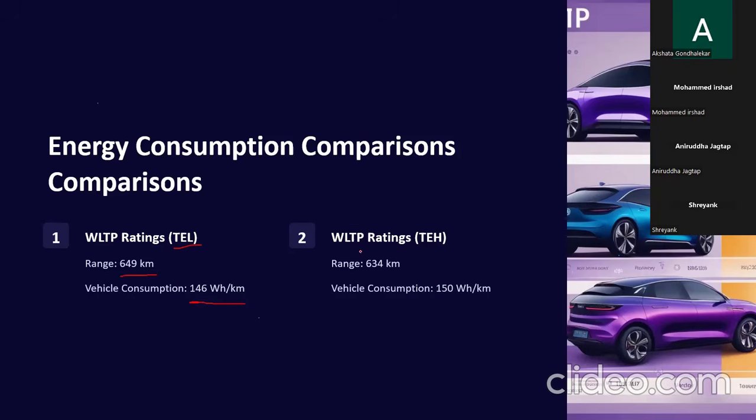And if you are testing your vehicle at the WLTP TEH type of driving cycle, your consumption will be 150 watt hour per kilometer, which is comparatively higher than the initial one. Here you can expect a little lowering, around 634 kilometers.